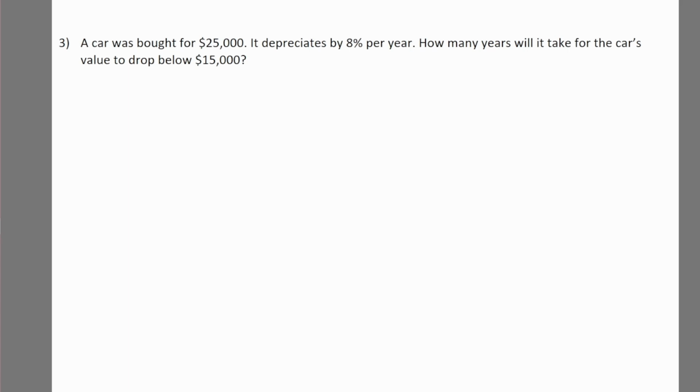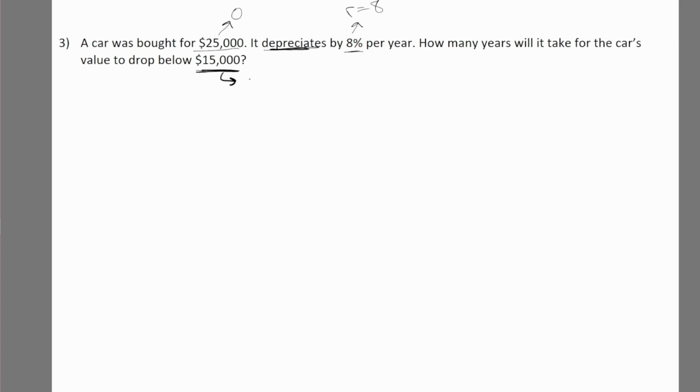Okay, so a car was bought for $25,000. It depreciates by 8% per year. How many years will it take for the car's value to drop below $15,000? So the original value of the car is 25,000, and we know that it's depreciating by 8% per year. So this is the rate of depreciation right here.